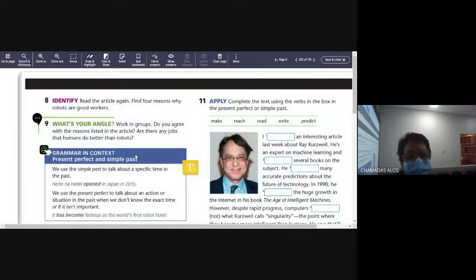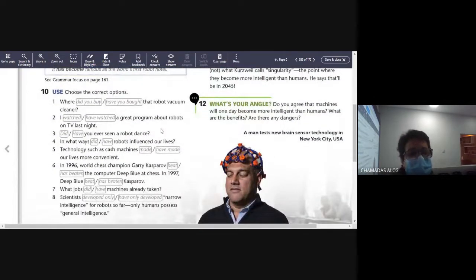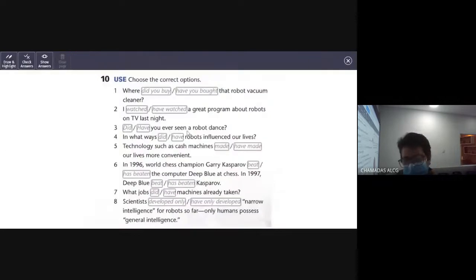So it's not so hard. The only difficulty may happen when we do an activity like this. For example, we have to decide between one or the other. So let's say the first one, choose the correct options. Let's do only the first one together.